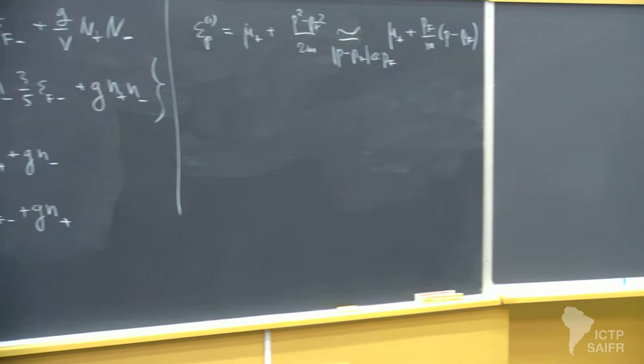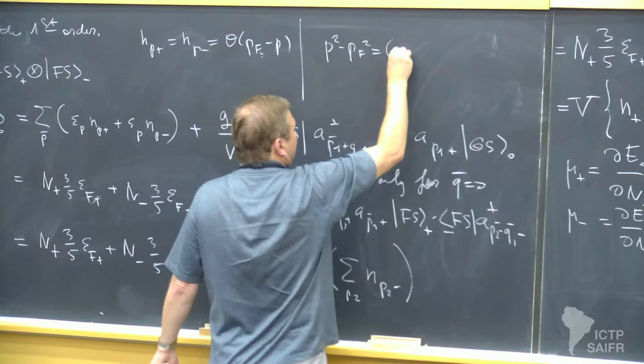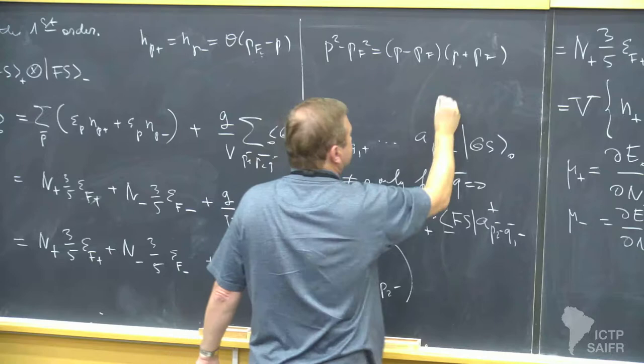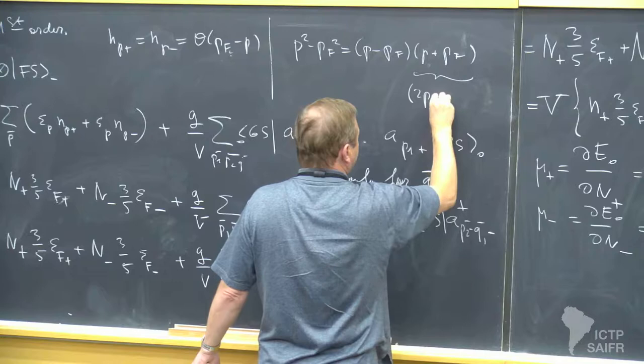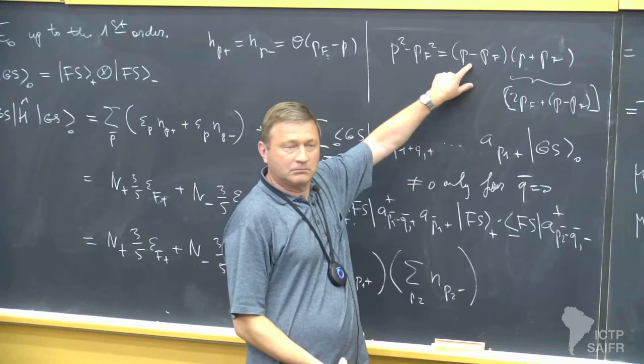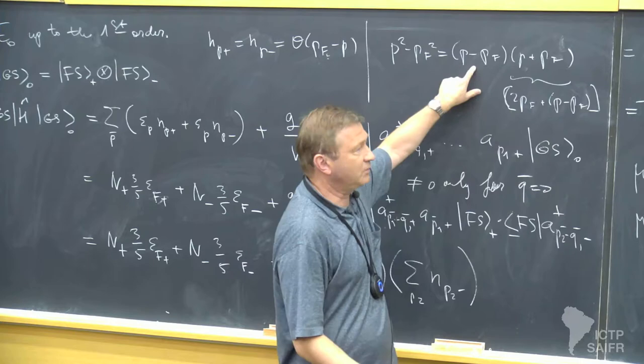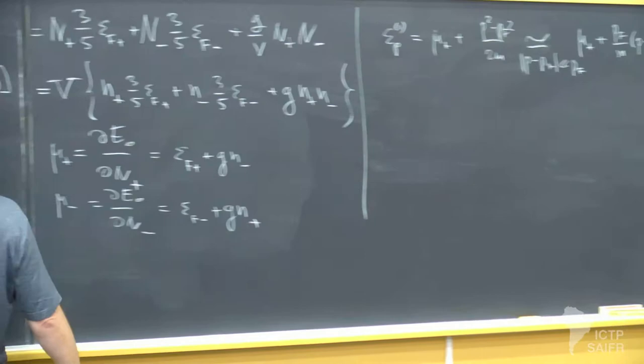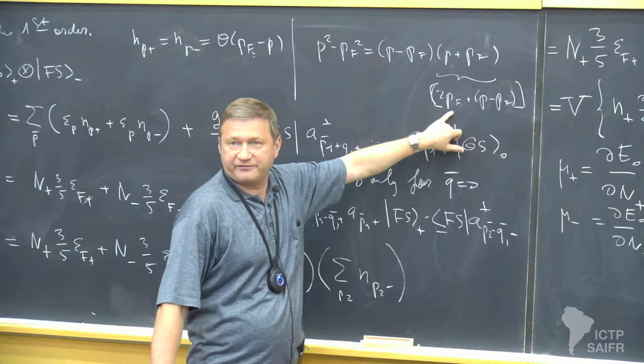So P squared minus PF squared is P minus PF times P plus PF. And here, in this bracket, you write it as 2PF minus or plus P minus PF. And because this is small, you can ignore these things here. It's a second order term. Because this is small, it's the region where I want to work in, close to the Fermi surface. So in this bracket, you can ignore it, keeping only 2PF, and then you divide by 2M, you get PF over M.